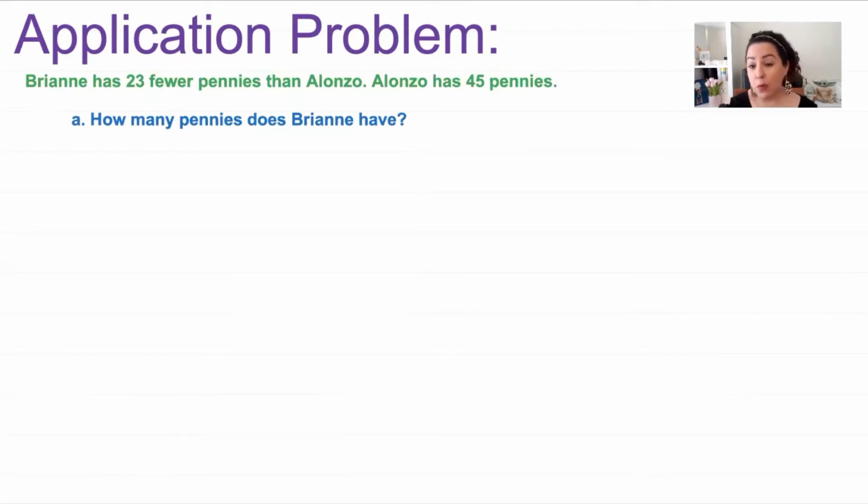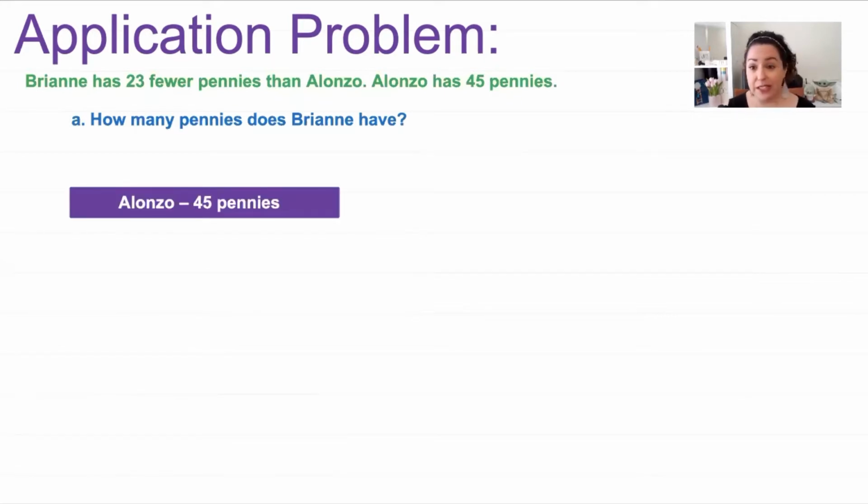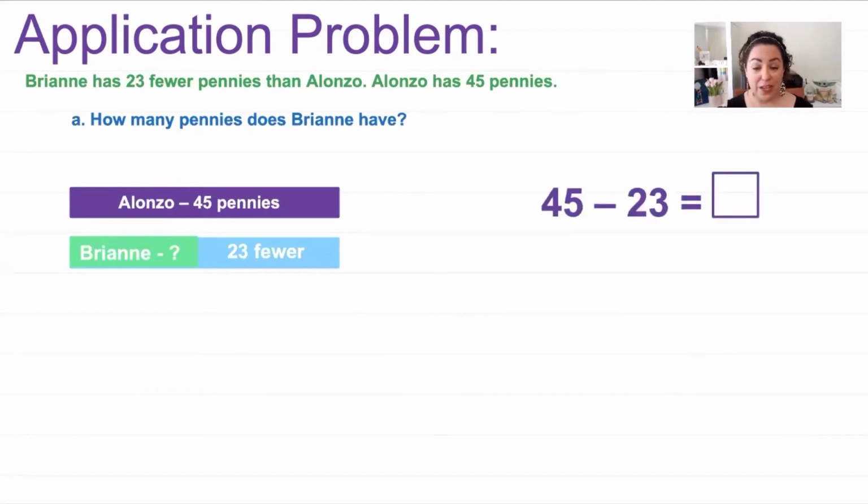Well, let's talk about what we know. We know that Alonso has 45 pennies. We don't know how many pennies Brianne has, but one thing we do know, we know the difference. We know that she has 23 fewer than Alonso. So that is the difference, because when we're comparing those, we don't know how many Brianne has. She has 23 less. So I can go ahead and figure this out by doing this. 45 take away 23 is equal to, I don't know yet. So I can line those up and subtract those.